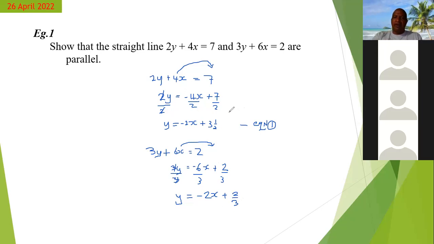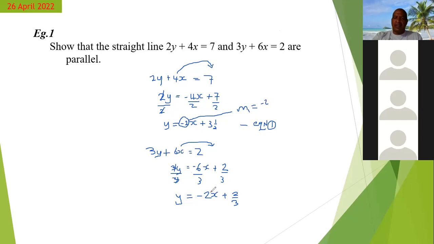Now, for the first equation, once we have this in the form y equal mx plus c, the gradient for this equation would be the number beside the x. So the first equation, if we call that m1, the gradient is m1. M1 would be equal to -2.